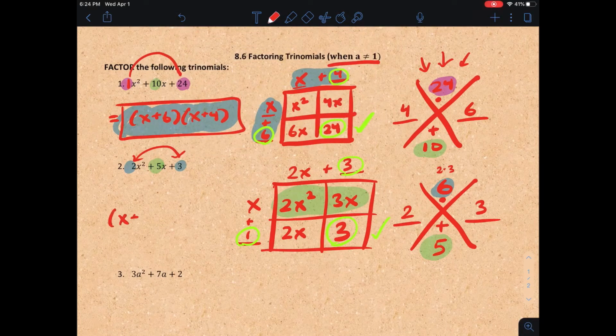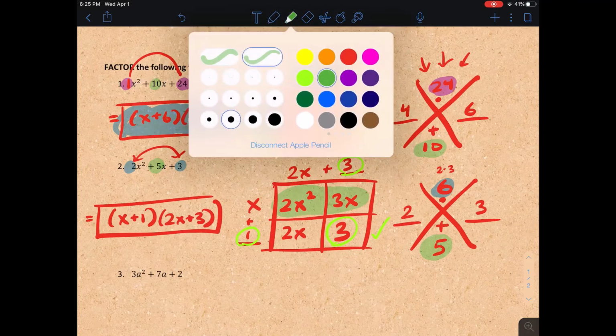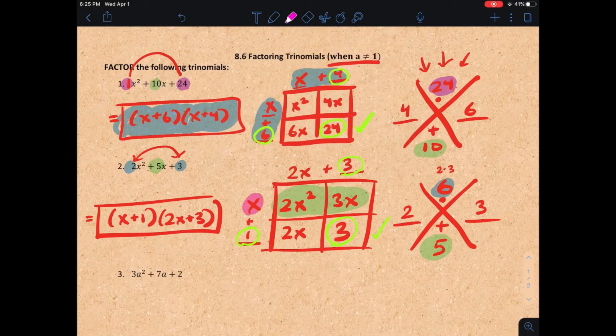And so when you write down your final answer, you're going to take the dimensions, right? X plus 1, 2x plus 3, and this would be your final answer. So the tricky part will be when you're trying to figure out what goes here and here. That's going to require a little bit more planning because you want to look for the greatest common factor and use that. By the way, if you notice this 2x right here, that's the greatest common factor of this column, huh? So you could pick any row or column and find the GCF, okay?